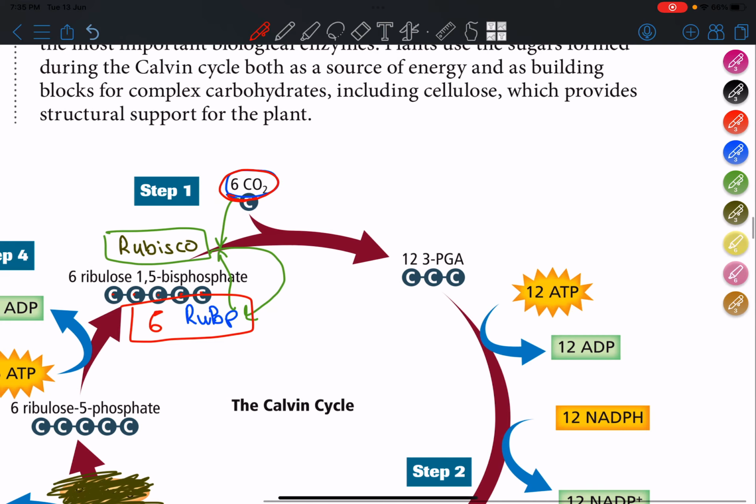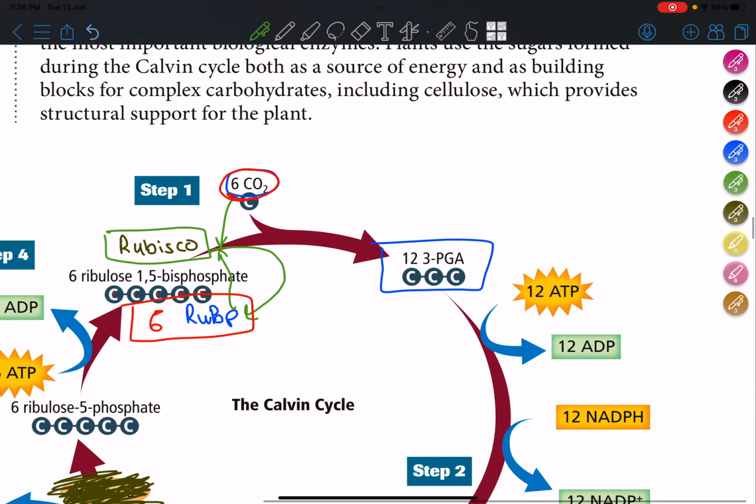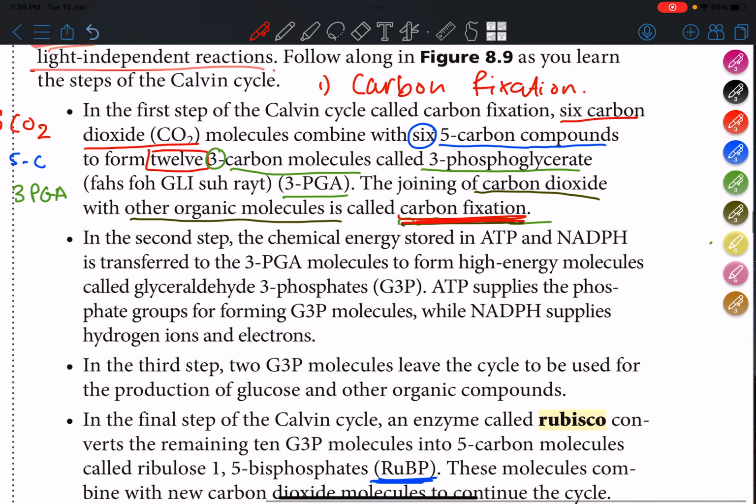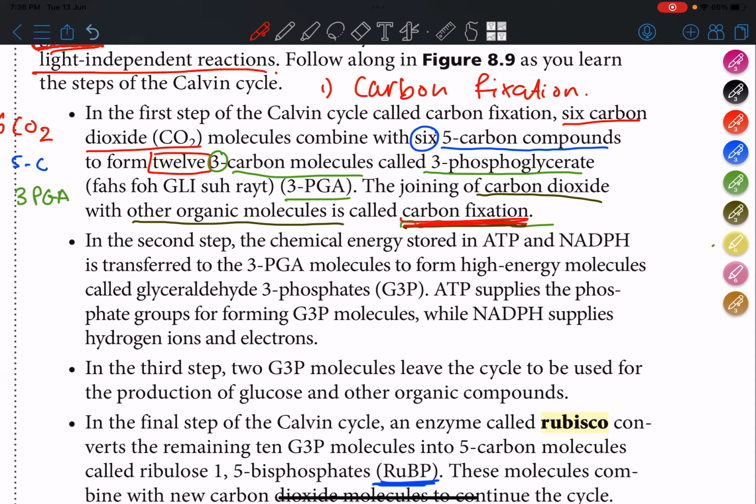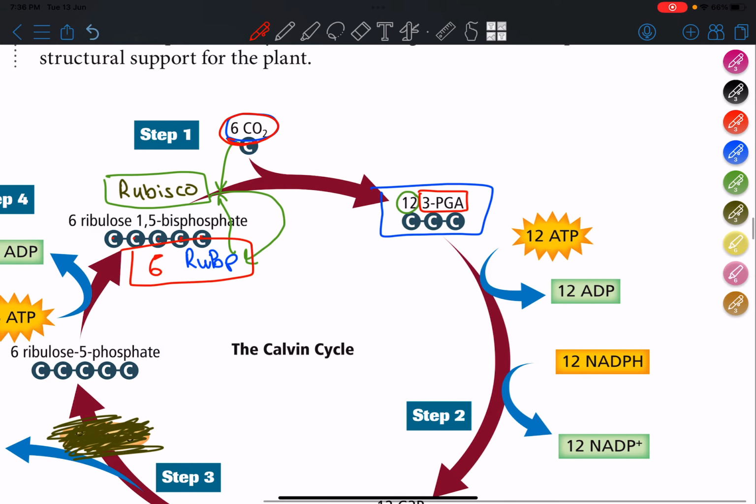So when we combine 6 CO2 and 6 RuBP, the product is 12, so this is how many? 12 of the 3-PGA, and 3-PGA is a 3-carbon molecule, and it is called 3-phosphoglycerate, 3-PGA. It is a 3-carbon molecule because it has 3 carbons. It is called 3-phosphoglycerate, 3-PGA. This first part is called carbon fixation.